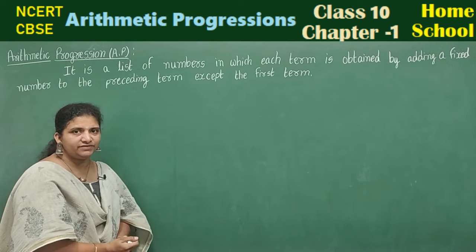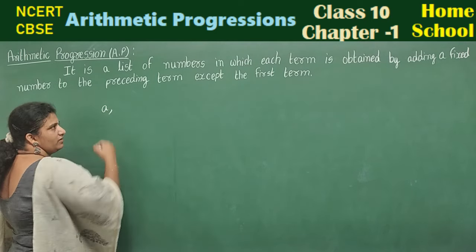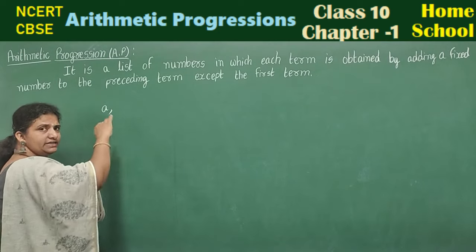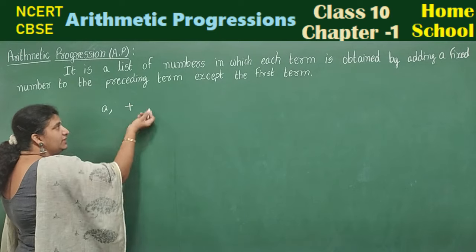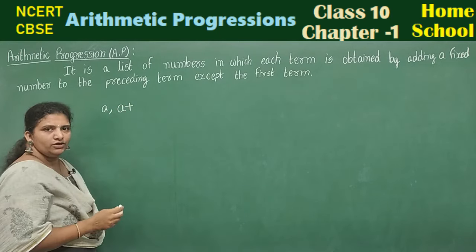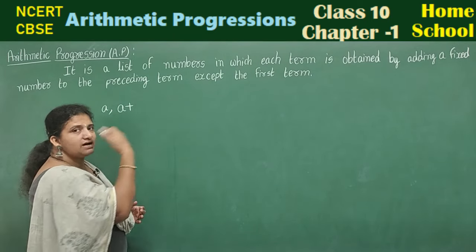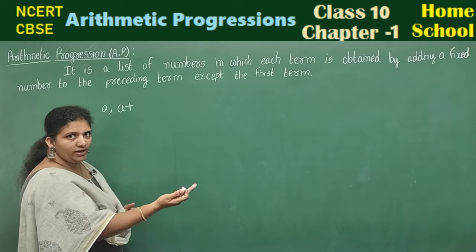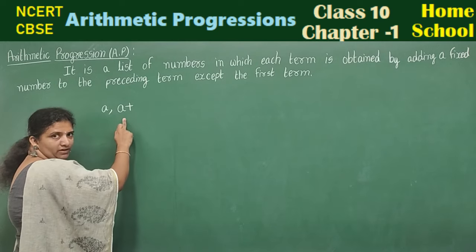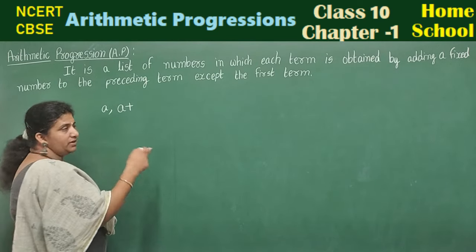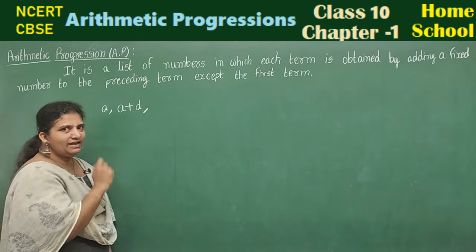What do you mean by this definition? So let me take the first term as a. Okay, so each term is obtained by adding a fixed number to the preceding term. Do you know what is preceding and succeeding? Preceding is the number before, succeeding is the number after. Okay, so this is the preceding number. For this preceding number, if you add a fixed number, let the fixed number I take it as small d, we get the next term.